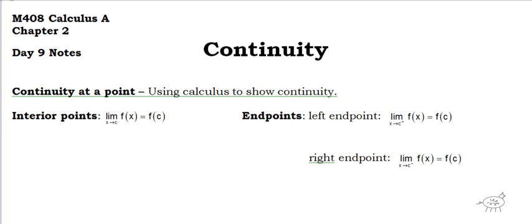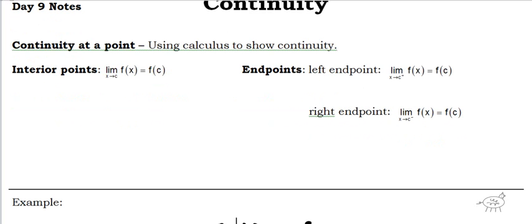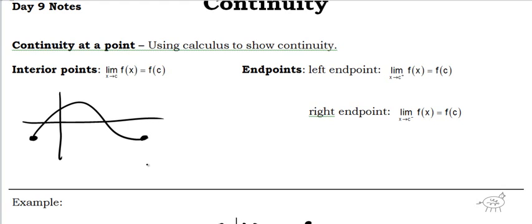Starting out, continuity at a point: basically, we're going to be using calculus to show continuity. You have two different kinds of points: interior points and endpoints. To describe it with a quick graph, these are the endpoints of a graph, and anything inside of that is an interior point.